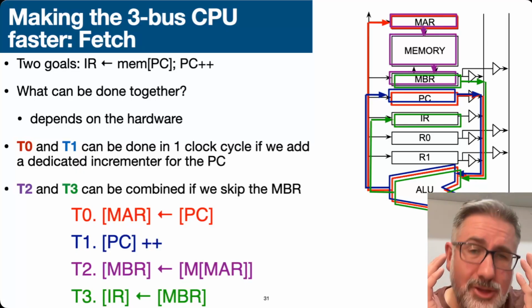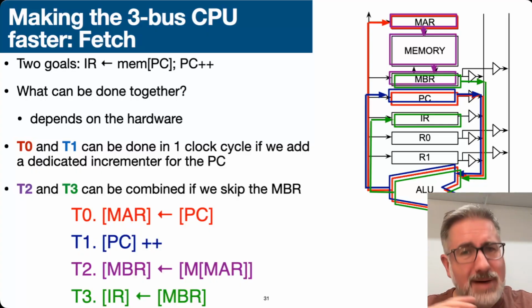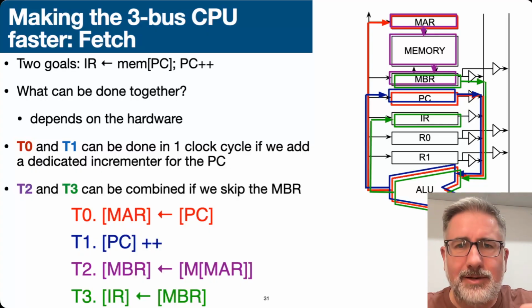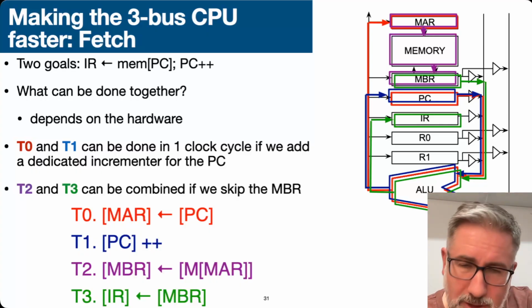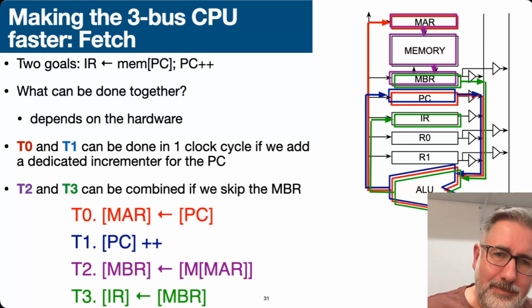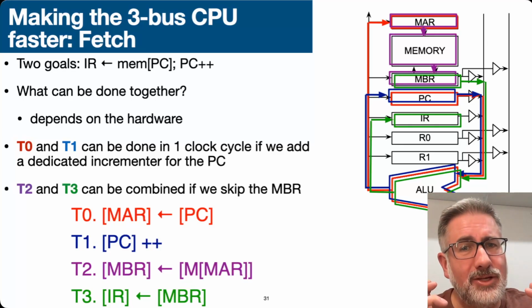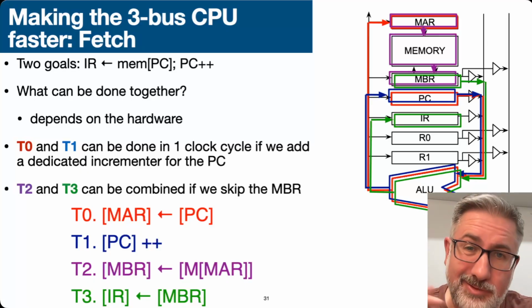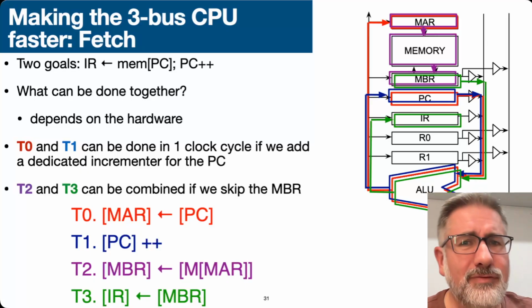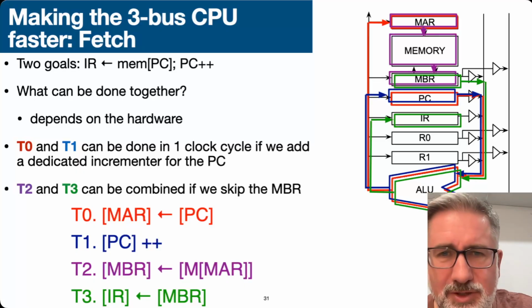So that's the 3-bus machine, which is sort of the maximal version of this, right? Have 2 buses, 1 for each input of the ALU, and then a bus for the output of the ALU, so that the ALU can serve its role as the heart of the machine. In the next video, we'll look at a few other architectures that might have different implementations.